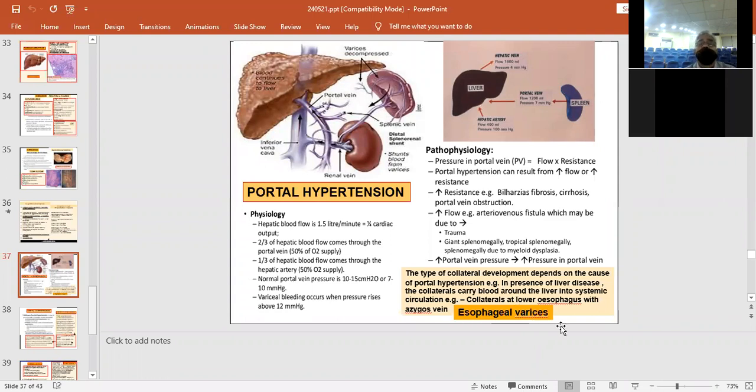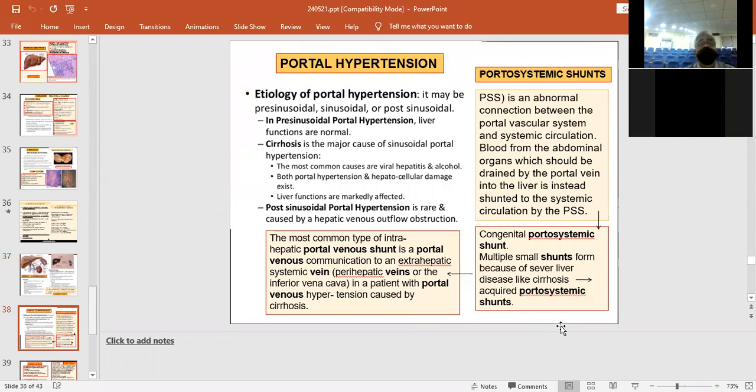Regarding the physiology of portal hypertension, you can read from the books what the normal pressure in the portal vein is and what the normal pressure in the systemic veins is. But the question is, you can classify it. Some books classify it as pre-hepatic, hepatic, and post-hepatic. Other books write pre-sinusoidal, cirrhotic, or post-sinusoidal portal hypertension. These are the same. Pre-sinusoidal means pre-hepatic. In this case, liver function tests are normal.